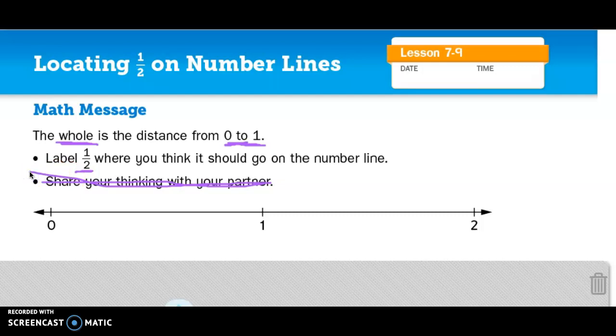Careful, because it is trying to trick you. I want you to label where half is. Put me on pause if you need to, and go ahead. Okay, and we are back.